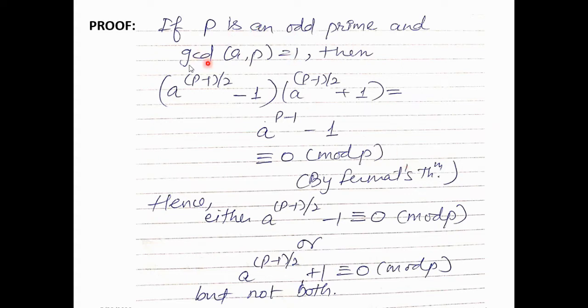If p is an odd prime and a and p are relatively prime, then consider a to the power (p minus 1)/2 minus 1, multiplied by a to the power (p minus 1)/2 plus 1. So this will be equal to a to the power (p minus 1)/2 whole squared, and 2 can be cancelled. So we have a to the power p minus 1, minus 1, and this is congruent to 0 modulo p, because by Fermat's theorem a to the power p minus 1 is congruent to 1 modulo p. So the difference will be 0 modulo p, and hence either this thing is congruent to 0 or this thing is congruent to 0. Therefore either this is 0 or this is 0, but not both. Both cannot be 0.